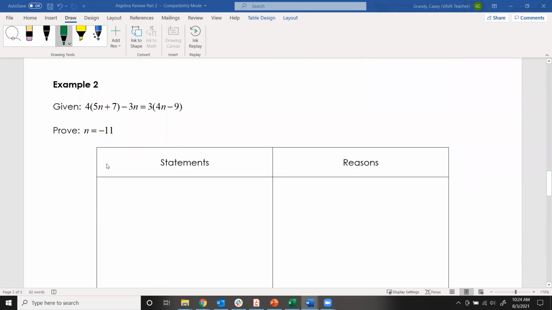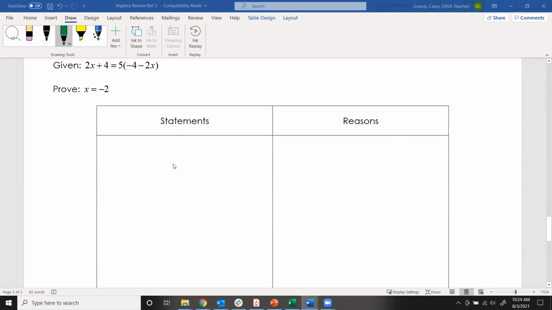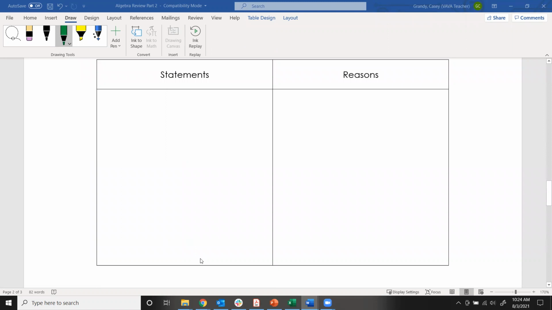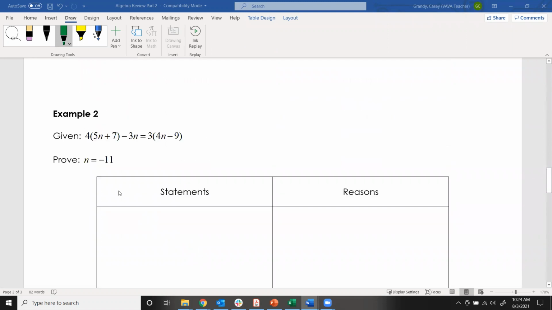Okay, example 2. We've got an equation. And we are going to write the proof ourselves. Okay, so you notice there aren't boxes for each one. We're just going to write the steps ourselves.